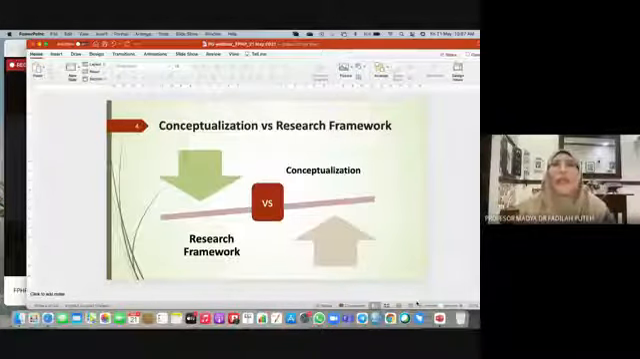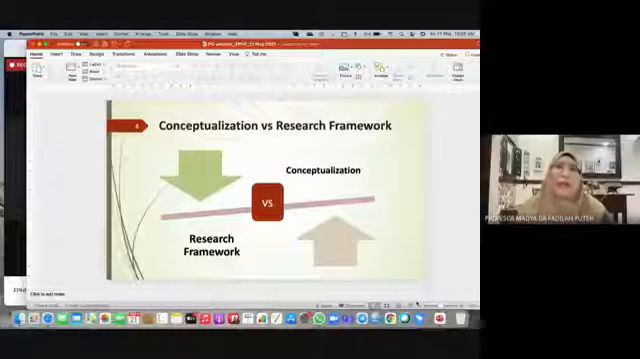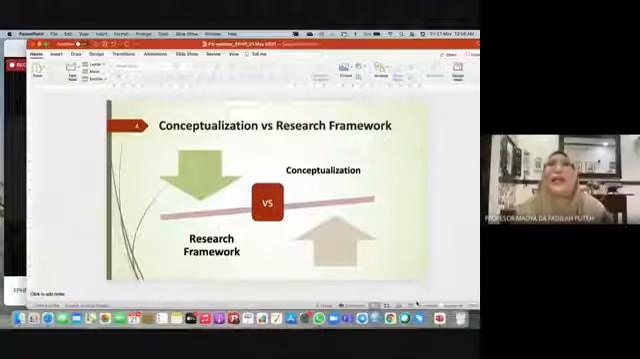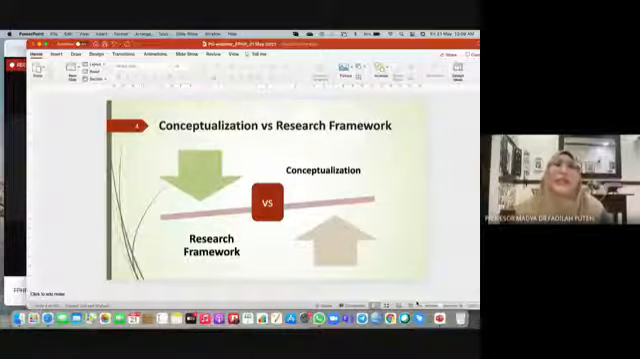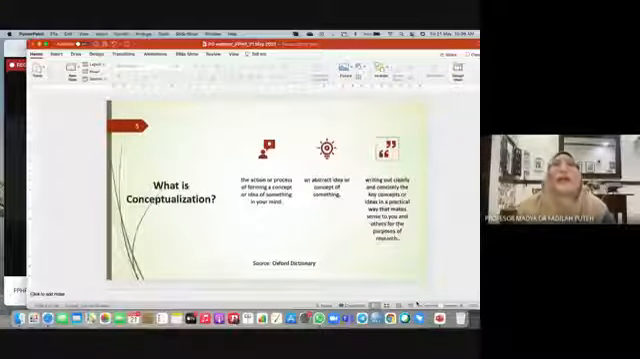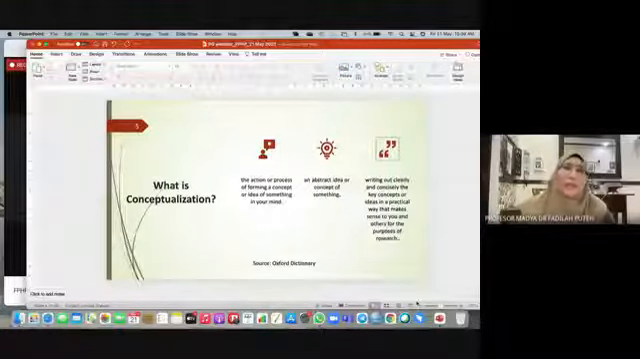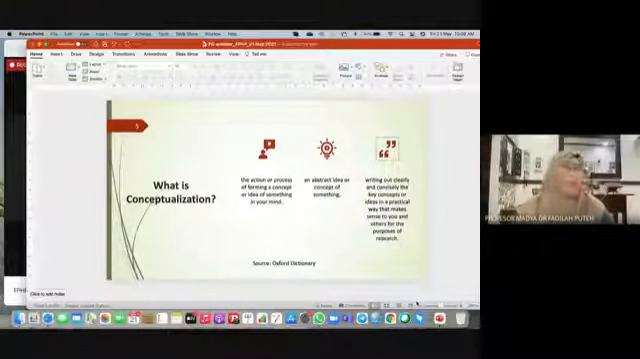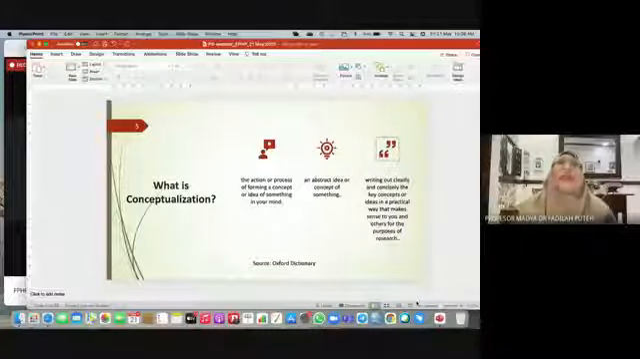Okay, let's begin with the conceptualization versus research framework. I know that many of you are confused. Some of you have a mixed understanding with respect to conceptualization as well as research framework. What is the difference between these two? Okay. Now, let's begin with the conceptualization. I'm sure that some of you are very familiar with the term conceptualization. What does it mean?